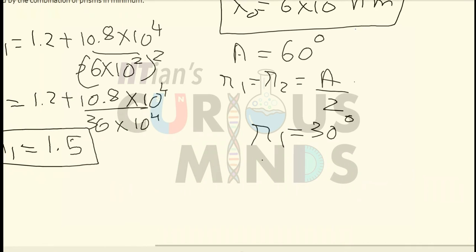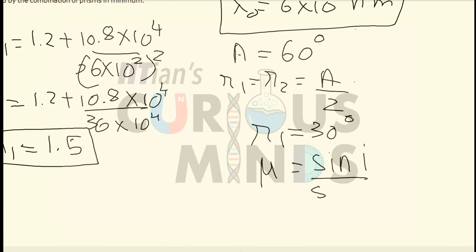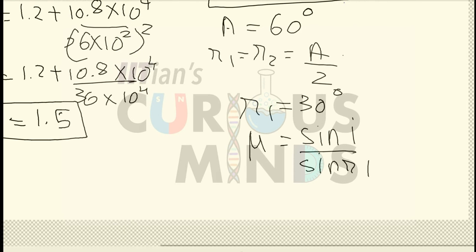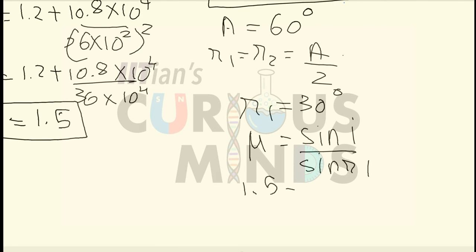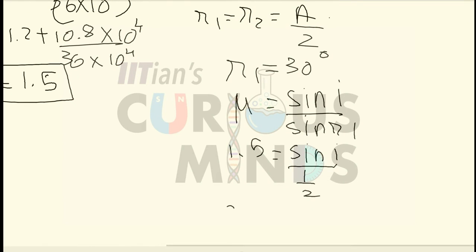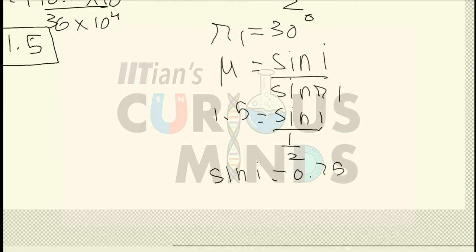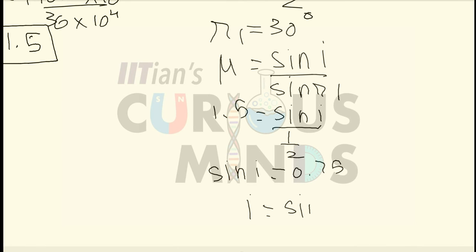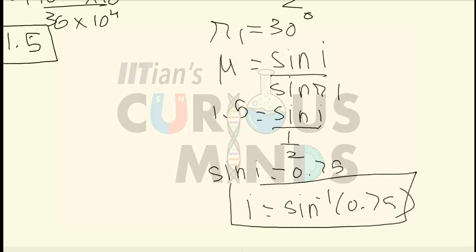Okay, now I will substitute the formula mu is equal to sin I by sin R, or in this case sin I1 by sin R1. So mu over here is equal to 1.5. Sin I1, I do not know the value. Sin R1 is equal to sin 30 degree which is equal to half. So basically sin I will come out to be 0.75, or I can say that I will be equal to sin inverse 0.75. This will be the angle of incidence for which the minimum deviation occurs for the combination.